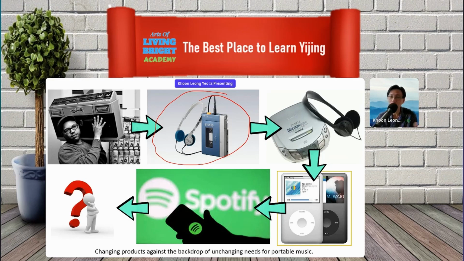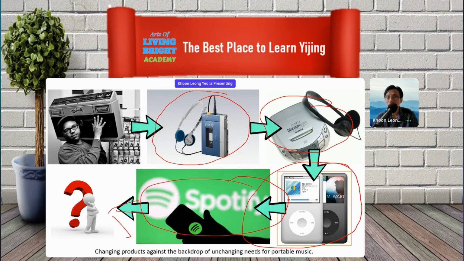And then after a while, become a craze. Then after that, disappear from the scene. And then we have this man. And then it becomes a craze. And then after a while, disappear from the scene. It becomes iPod. And then become a craze for a while. And then disappear, become Spotify. No need device one. That is just in the handphone. And what is next? Okay, what is next?